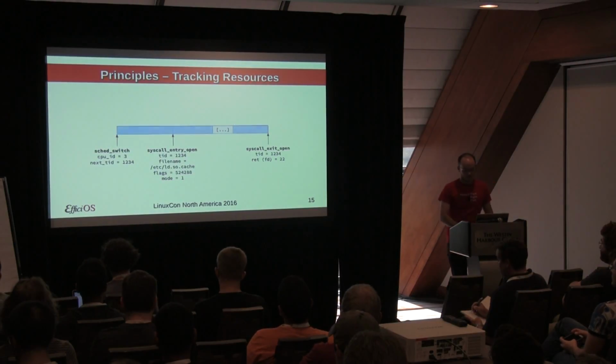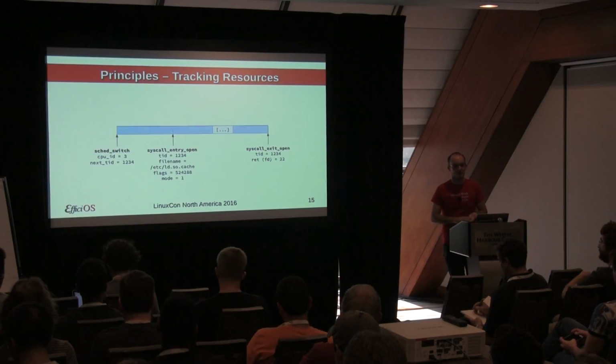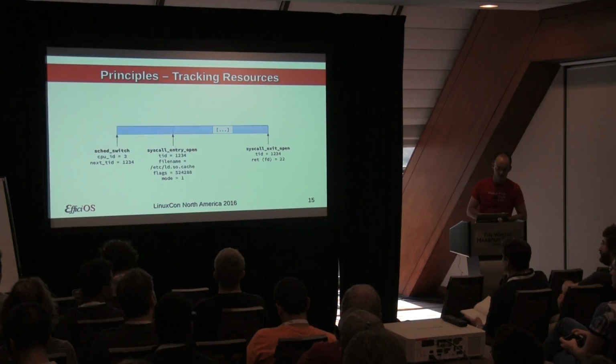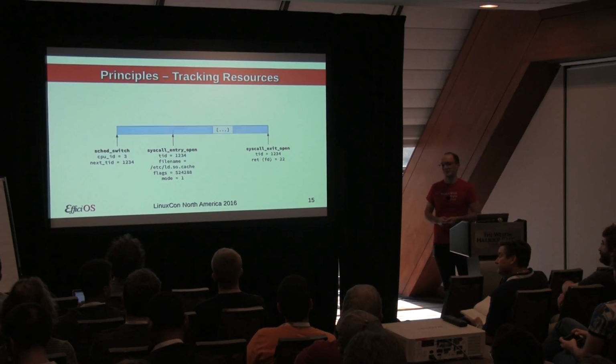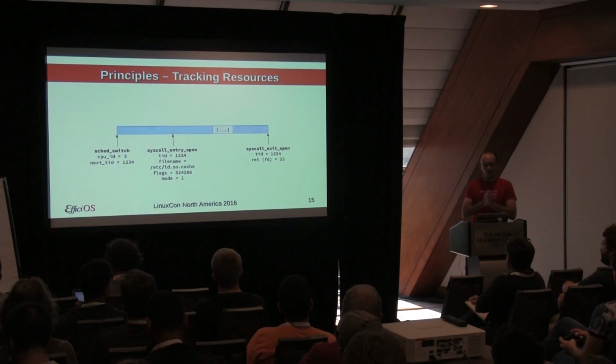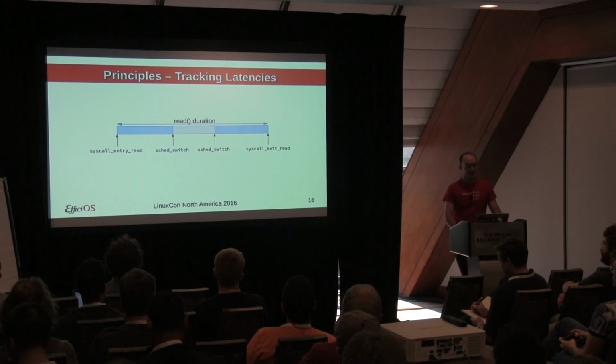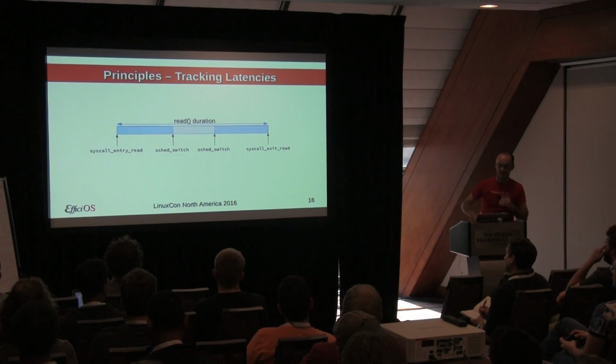So the principles, we do two things in LTTng analysis. We track resources and we track durations, latencies. And the principle is very simple. You follow in the trace what a given TID is doing. You see it being scheduled on the CPU tree here. You see it opening a file, and then you can map FD 22 back to that file. Pretty simple. And you can track latencies. So you're going to see a syscall entry read, a number of things, and then syscall exit read, and you're going to know the duration. Fairly simple.